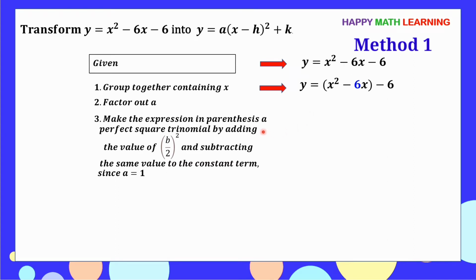Step 3, make the expression in parentheses a perfect square trinomial by adding the value of 1/2 squared of b and subtracting the same value to the constant term since a equals 1. Y equals the quantity of x squared minus 6x plus blank minus 6 minus blank.